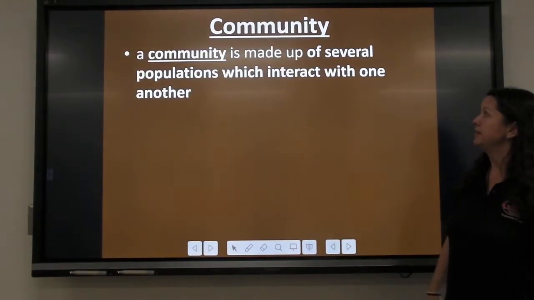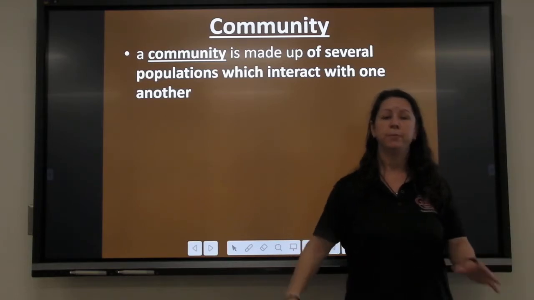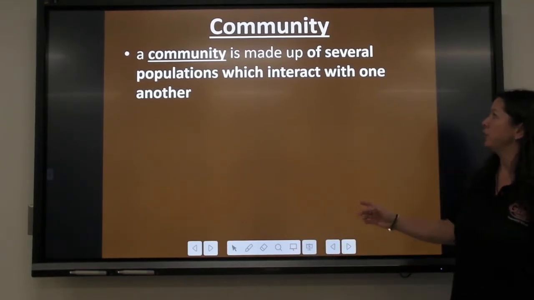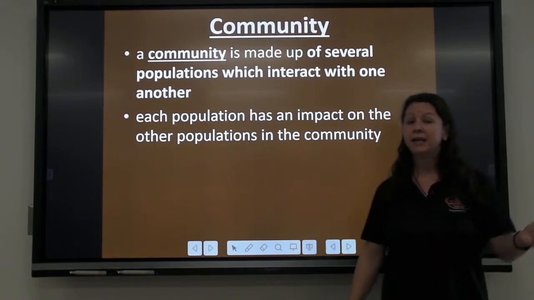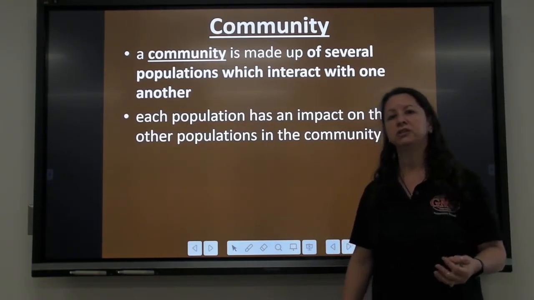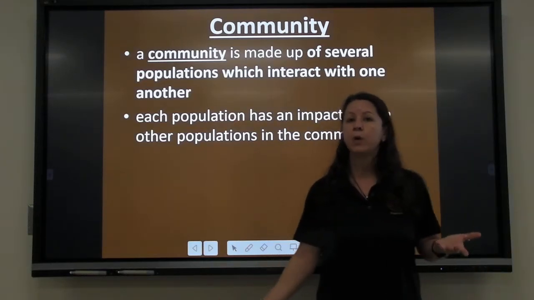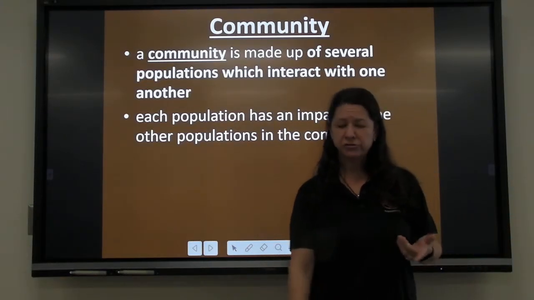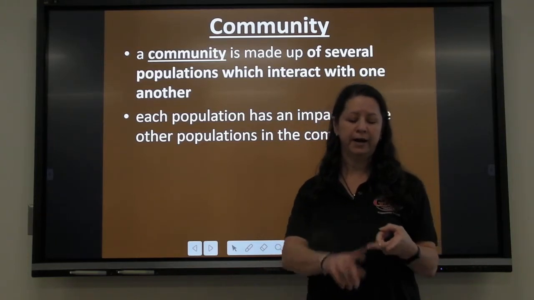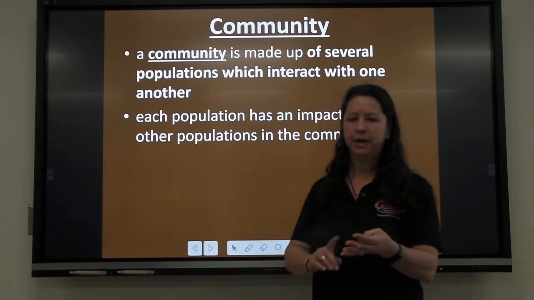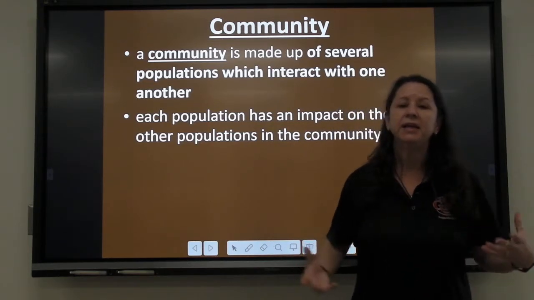Now, a community is made up of several different populations that interact with one another. All right, so each population has an impact on the other populations in the community. So we're talking about rabbits. Okay, plants are living things, and so you might talk about the population of clover and grass and wheat and berries. Well, rabbits eat those things.